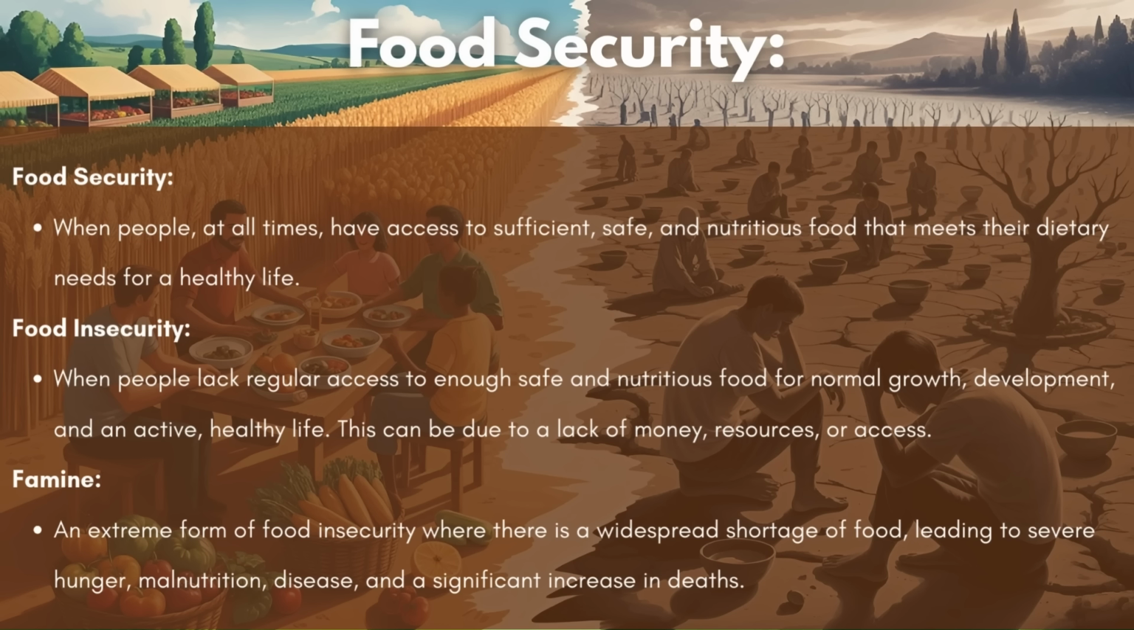And when talking about food insecurity, we have another extreme form of food insecurity that's going to be known as famine. So famine is an extreme form of food insecurity where there's a widespread shortage of food leading to severe hunger, malnutrition, disease, and a significant increase in deaths.